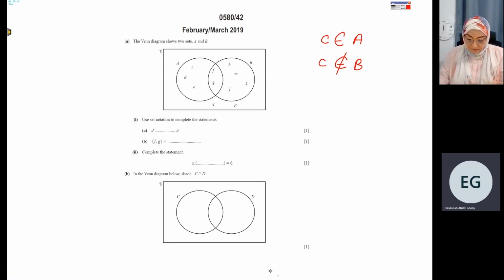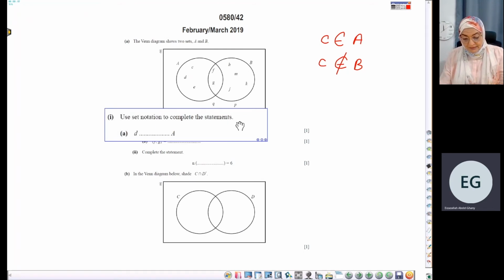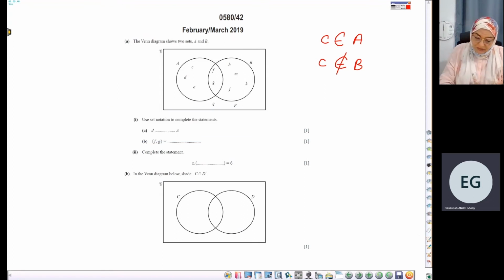So here is a question. Use set notation to complete the statement. D blank A. Take care, D is an element. So you should write either element or not element, but no curly brackets, not set, not subset. Now, D is an element of A. Yes, D is inside set A. It's an element of. We write this notation, which is element. It looks like a letter C with a small dash inside it. We read it D is an element of A.